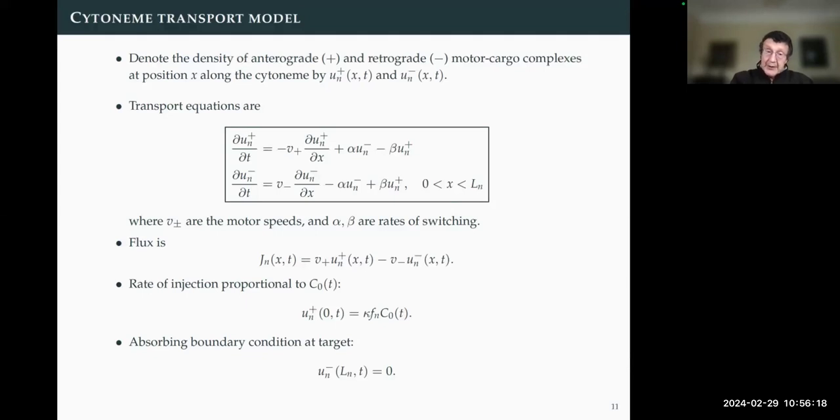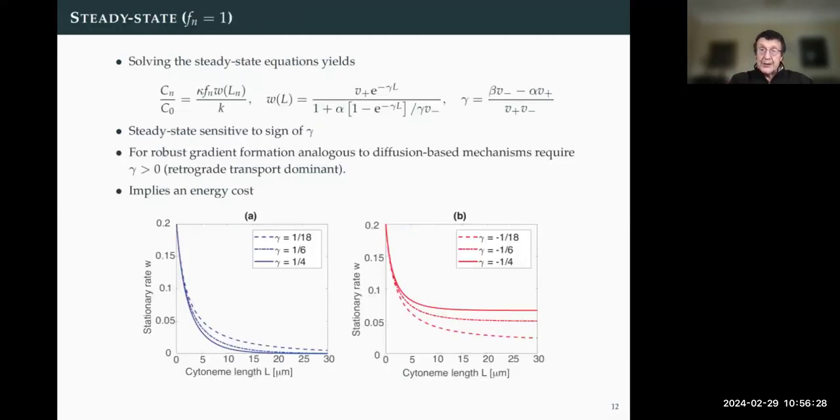One then has boundary conditions saying there's a rate of injection of flux from the source cell, and we treat the target cells as absorbers. This is now a complete dynamical system, and one can then solve them. This is something I hope one could still give an undergraduate to solve. So one can work out the steady state equations and just plot the solutions.